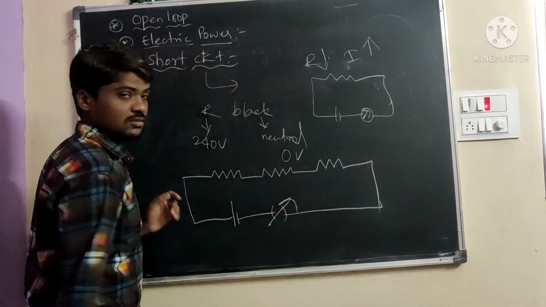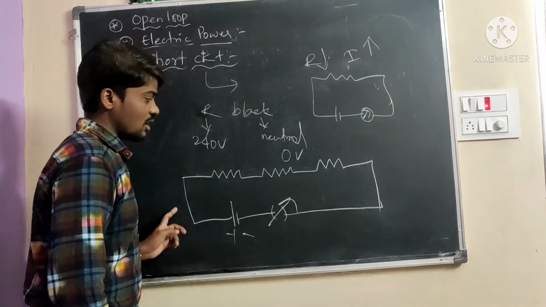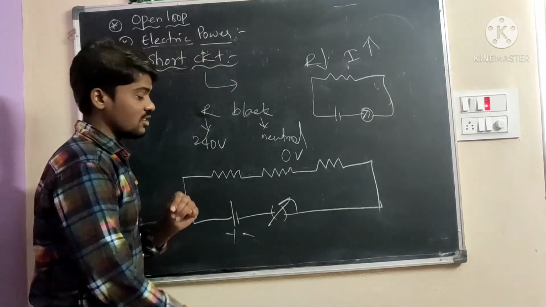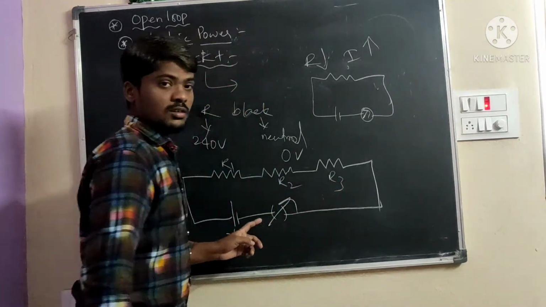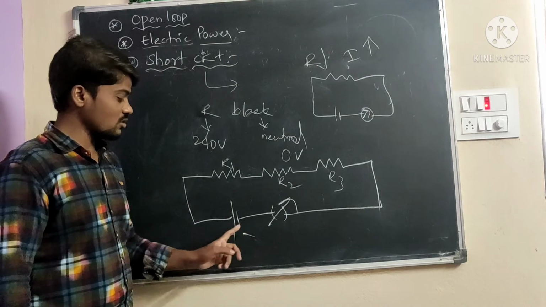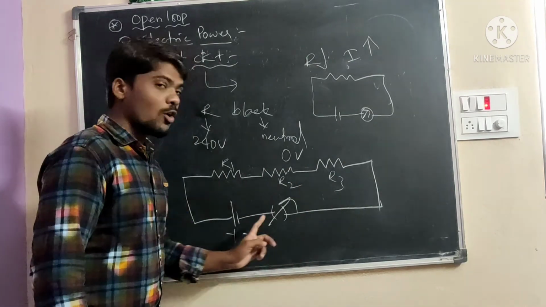When the switch is closed, the current passes from the positive terminal to the negative terminal. There are three resistors, R1, R2, R3. When the switch is closed, the current passes from high potential to low potential.